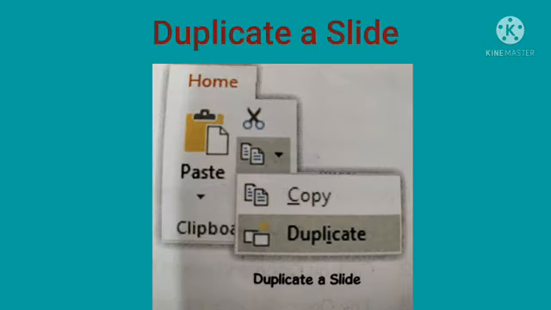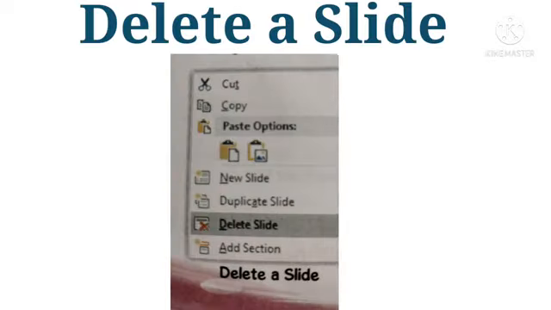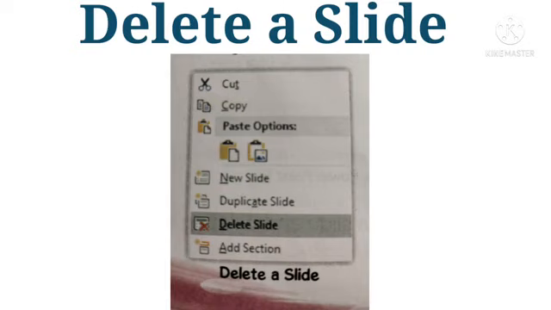Duplicate a slide. Select the slide which you want to duplicate. On the Home tab, click on the Copy drop-down arrow, and select Duplicate. Or right-click on the slide and select Duplicate Slide. Delete a slide. Right-click on the slide which you want to delete and select the Delete Slide option. Or student, on the Home tab, in the Tell Me text box, type Delete Slide and choose the command.